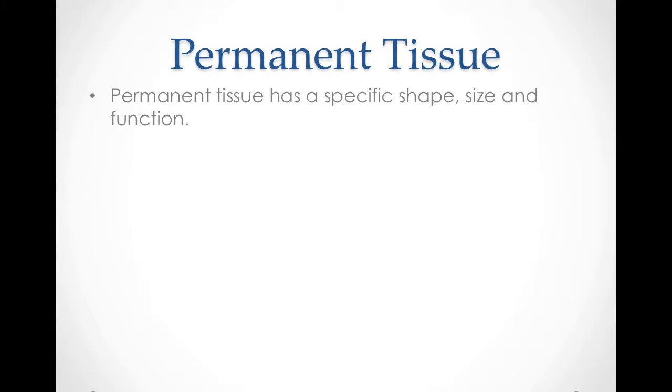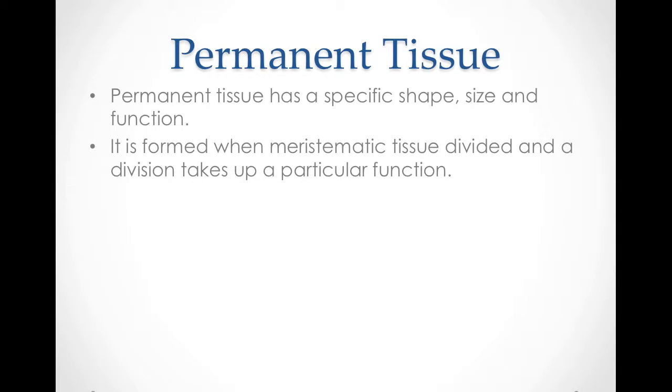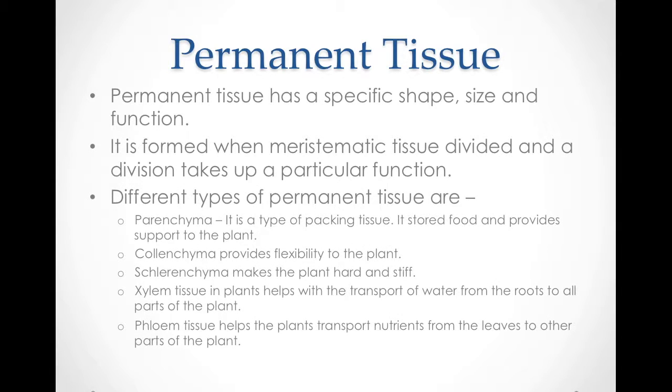So what is permanent tissue? Well, permanent tissue is a type of tissue which has a specific shape, size, and function. This type of tissue does not divide, and it is formed when meristematic tissue is divided and the division takes up a specific function. A division of meristematic tissue which takes up a specific function is called permanent tissue. Many types of permanent tissues are like leaves. Leaves are made up of permanent tissues because they have a specific function, right? The stem has many types of permanent tissues which we are going to be discussing.